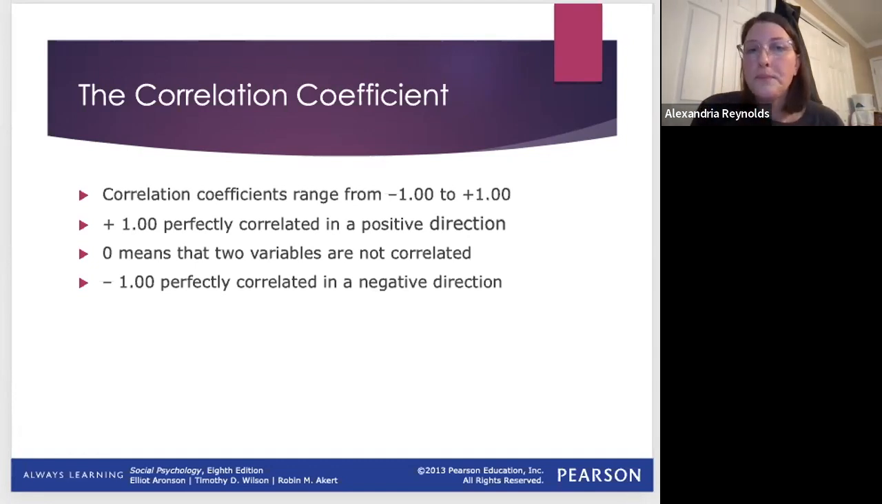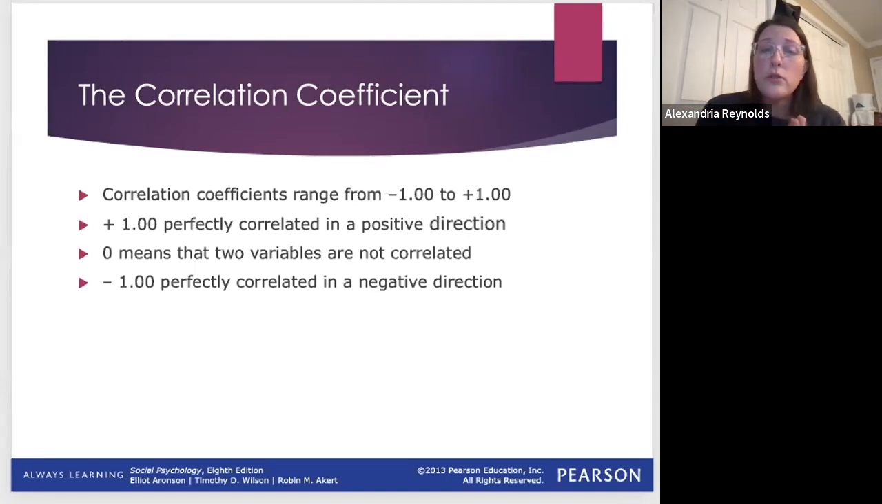Your direction, remember, is marked by the positive or the negative. An absolutely perfect positive correlation would be a +1. That's an absolutely perfect positive relationship. An absolutely perfect negative relationship would be a -1.00. So perfect positive would be +1.00, perfect negative would be -1.00, and a 0 correlation means 0 relationship.